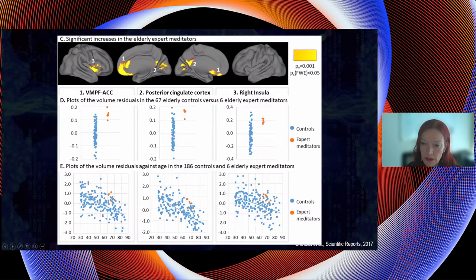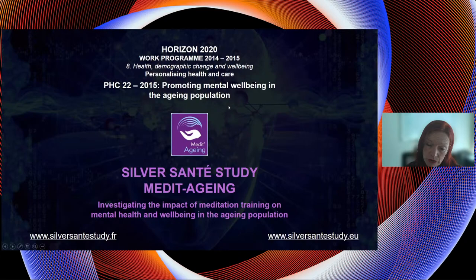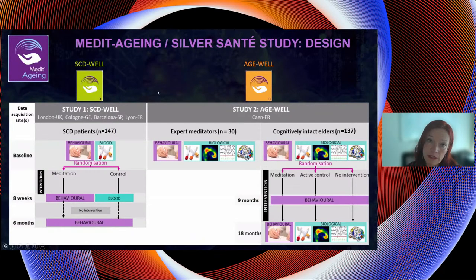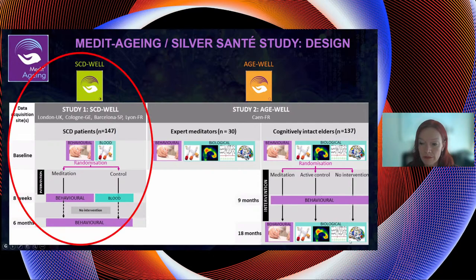So we have conducted a large-scale European study from the H2020 work program promoting mental health and well-being. The name of the project is Silver Santé Study, or Medit-Ageing for the official name. In this study, we have conducted two large clinical trials, SCD-Well and AgeWell. In SCD-Well, we wanted to assess the impact of a meditation intervention over 2 months, 8 weeks, in patients with subjective cognitive decline, mostly on behavioral outcome measures. And in AgeWell, we aimed at assessing the impact of an 18-month meditation intervention compared to language learning and to a passive control on multiple outcomes, including behavioral, but also biological and neuroimaging measures.